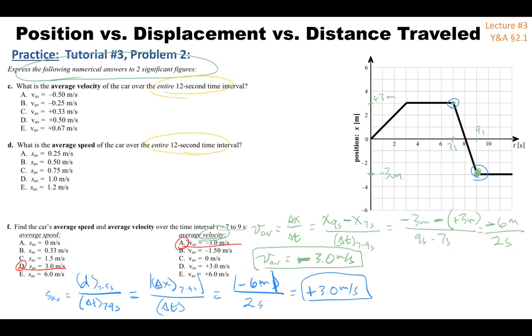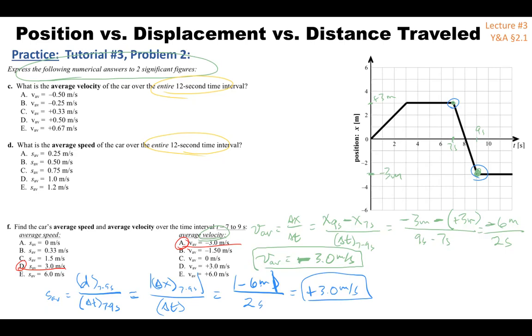Is that true for the entire 12-second time interval? No, absolutely not, right? Over the entire 12 seconds, this car definitely changes direction. It goes from moving forward during the first time interval to moving backward during the third time interval, with it stopped at rest in the middle and after. So we would expect these two values to differ. All right, let's go ahead and calculate them and find out.